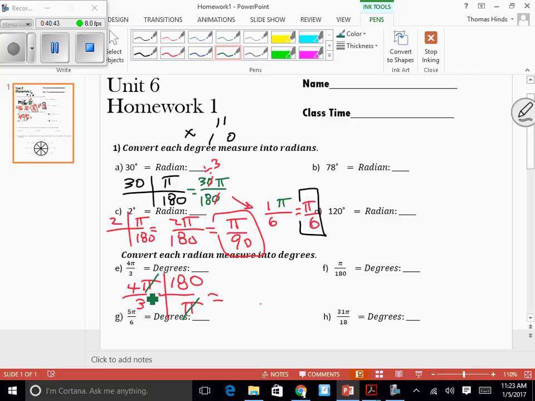So how do we express this? The 4 pi times 180? The pies are gone. So 4 times 180, that's over 3. Multiply the top and then divide. Somebody tell me a number, please. 240. And please put the degree symbol. Multiply the two top numbers, and then divide by the bottom. 4 times 180 divided by 3.